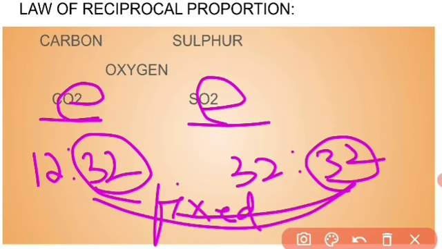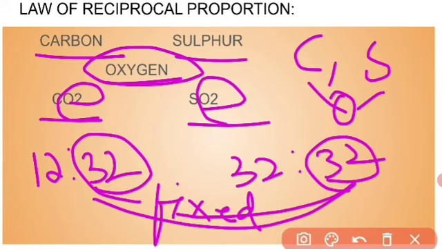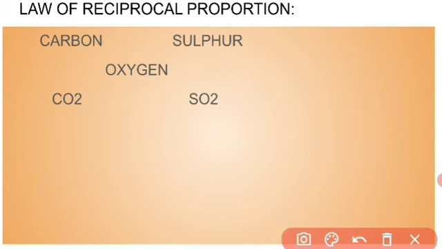What it is telling is that when two elements, that is carbon and sulfur, combine separately with a fixed mass of a third element, that is oxygen, then the ratio of masses in which they do so bears a small whole number ratio to the ratio of masses in which they themselves combine. So here you can see 32:32, here both is 1:1. Clear?